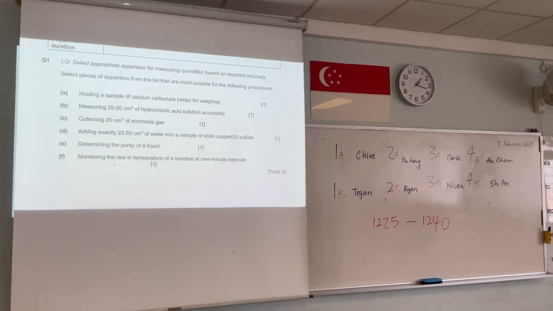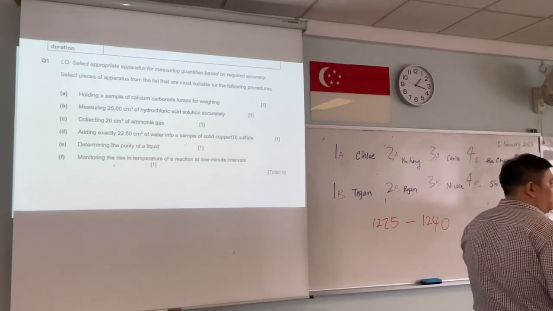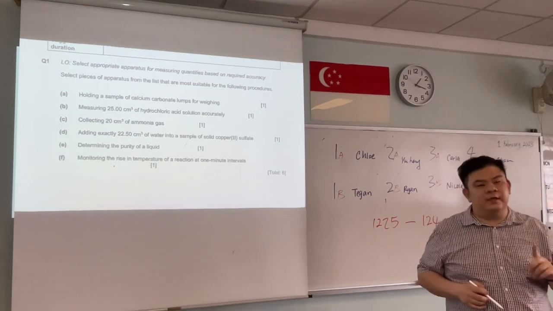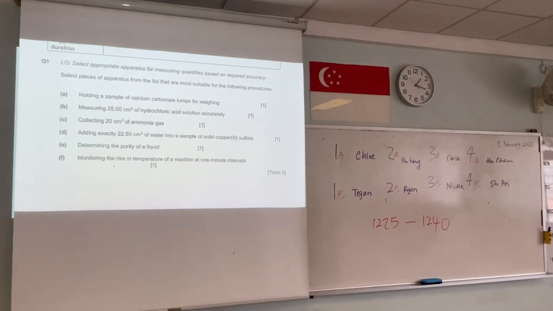Okay, part C, collecting 20 cm3 of ammonia gas. Very simple. To collect gas, you want to use what? Okay. Now, how do we up the standard of this answer? What word do we add in front of gas syringe? Graduated. Okay, graduated gas syringe. You should be using your green pen to mark over your own work. Alright? Graduated gas syringe.